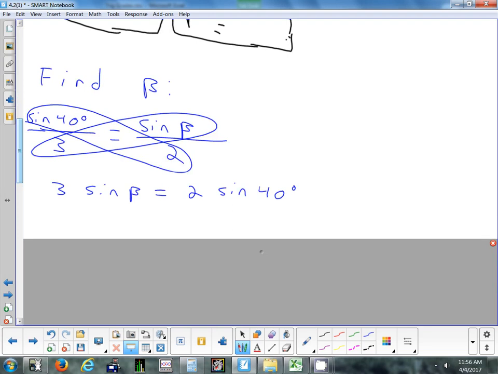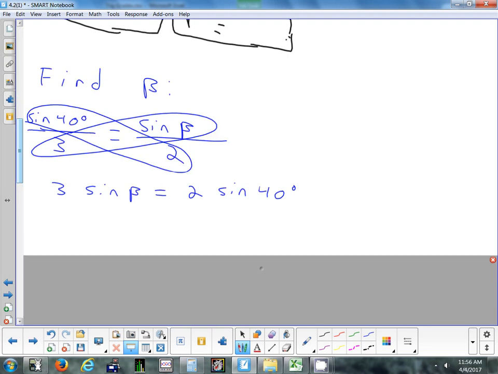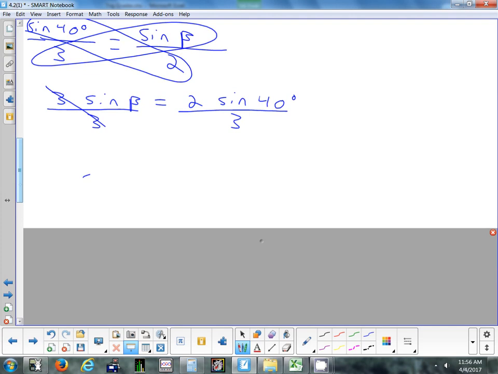And I can at least get the 3 on the other side. How could I move the 3 over? Yep, I can divide each side by 3. And now I'm left with sine beta equals 2 sine 40 over 3. But I don't want to know the sine of beta. I want beta. So how do I get rid of the sine function?